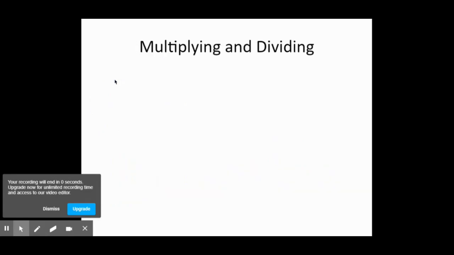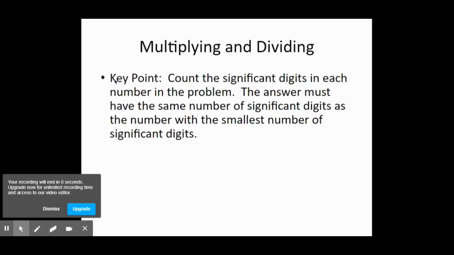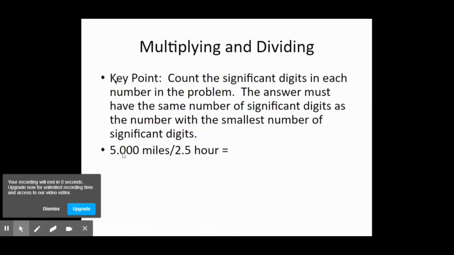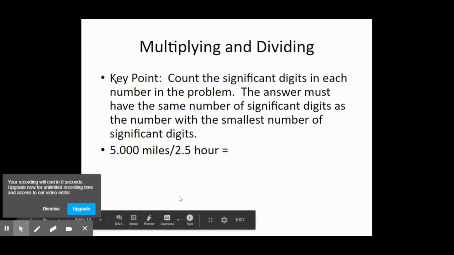Multiplying and dividing with significant figures is completely different than adding and subtracting. Key point: you just count the sig figs in each number of the problem, take the worst one, and round to that number of sig figs. So here we go. If we're going to do miles per hour, 5.000, how many sig figs is that? Hopefully you said 4. 2.5, how many sig figs is that? Hopefully you said 2. So I'll just type into my calculator 5 divided by 2.5, and then I'll say this has 4, this has 2. 2 is the worst, so I can keep 2 sig figs in my answer.